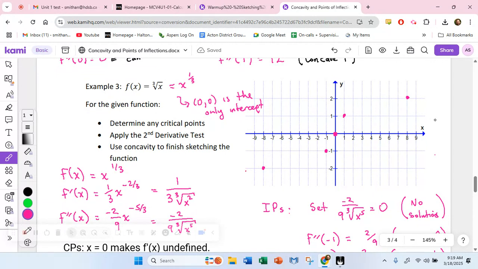So check this out, guys. Concave down to 0, 0, where we have a vertical tangent, and then concave up, and then concave down forever and ever, amen, to the right. That's the graph of the cube root function. We've got an inflection point at 0, 0, where the second derivative was actually undefined. It's crazy.